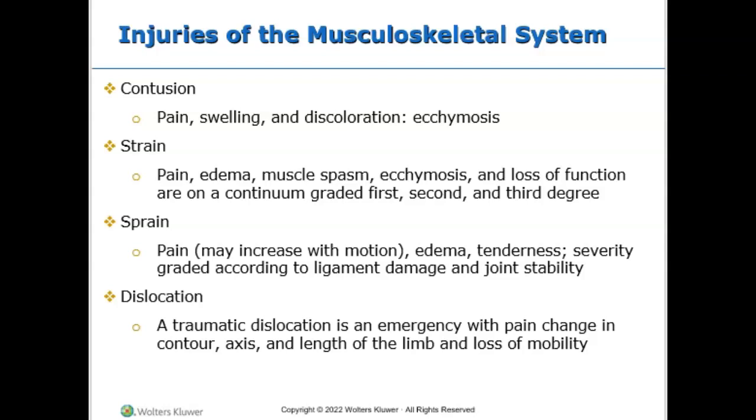So a contusion is a soft tissue injury produced by blunt force. It's a big bruise, basically. Pain, swelling, and discoloration, ecchymosis.